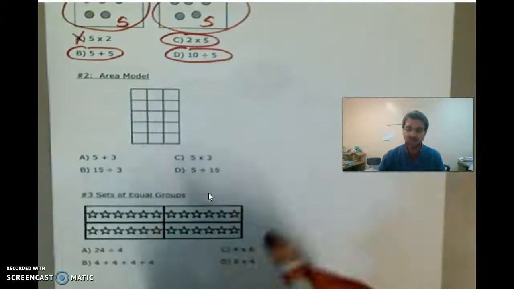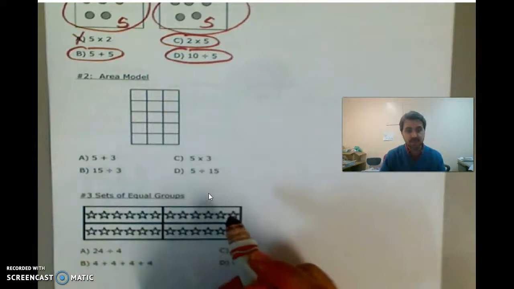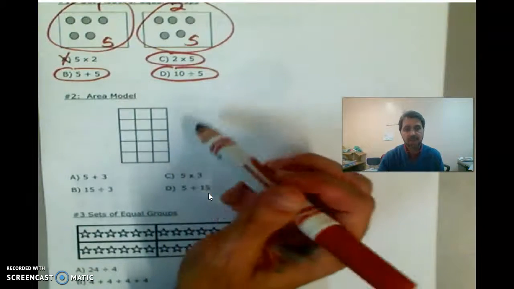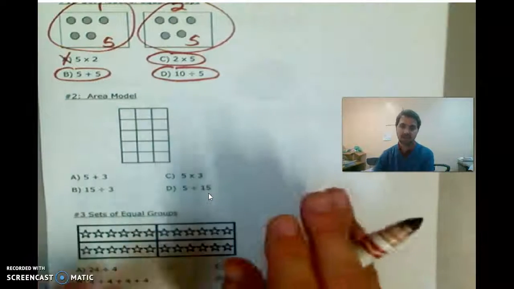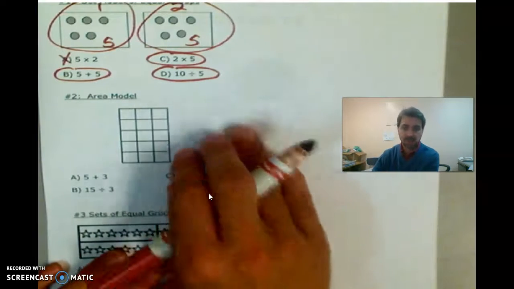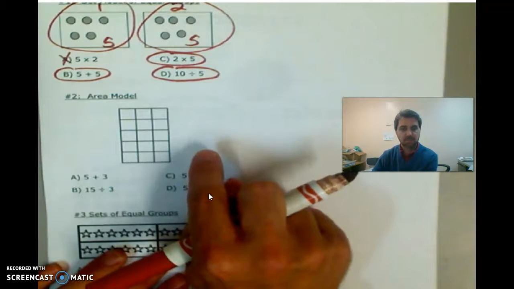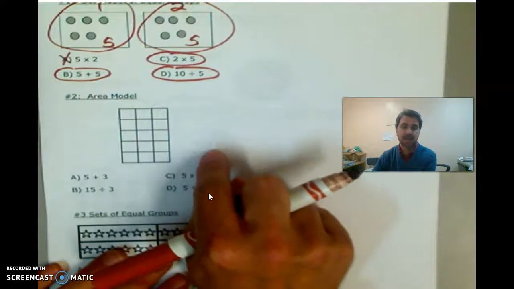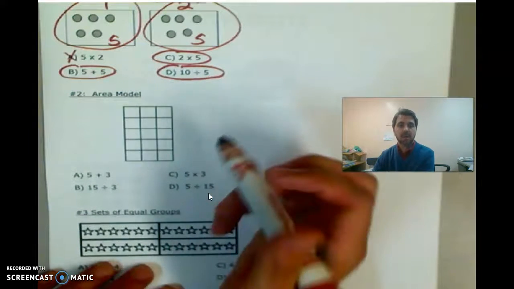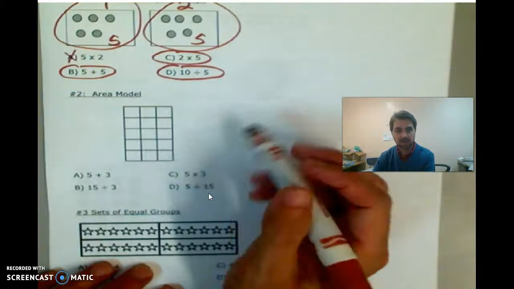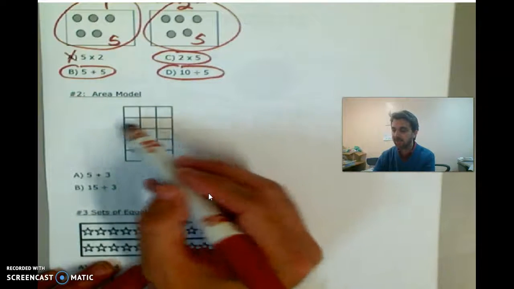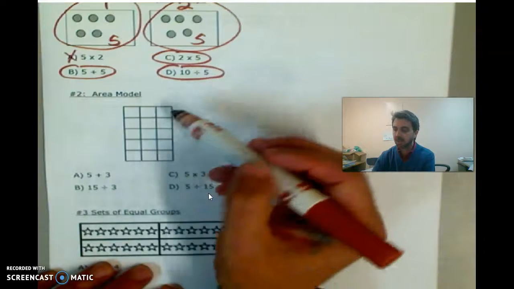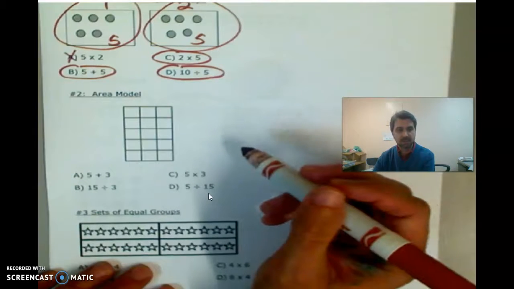I wanted to go over a few of the problems from yesterday to see how you did. So for this one we have an area model. Please take out your packet and check how you did. If you made any mistakes, I want you to correct them as I go, okay? This is an area model, right? We have 5 rows of 3 squares, for a total of 15 squares.